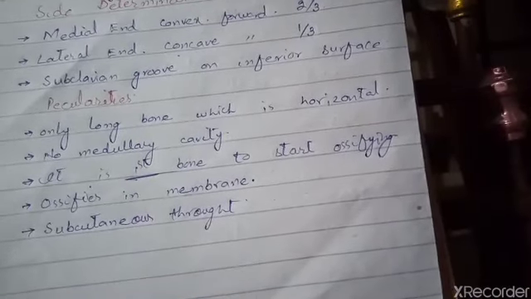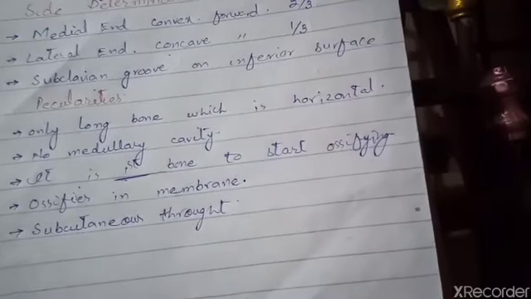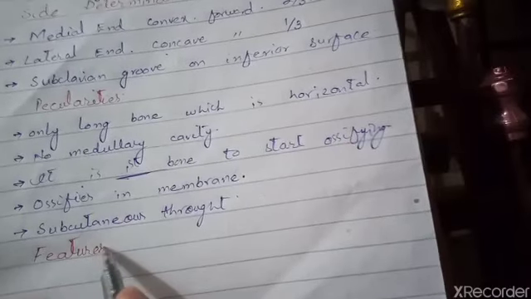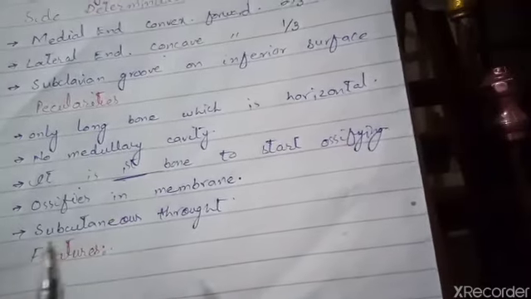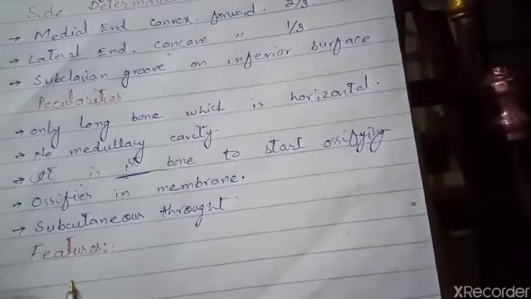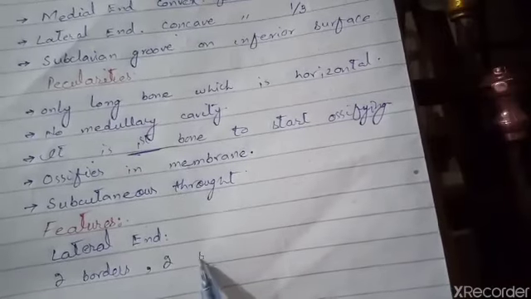After peculiarities, we discuss the features of the bone, I mean the structure of the bone. First of all, we discuss its lateral end. Its lateral end has two borders and two surfaces.